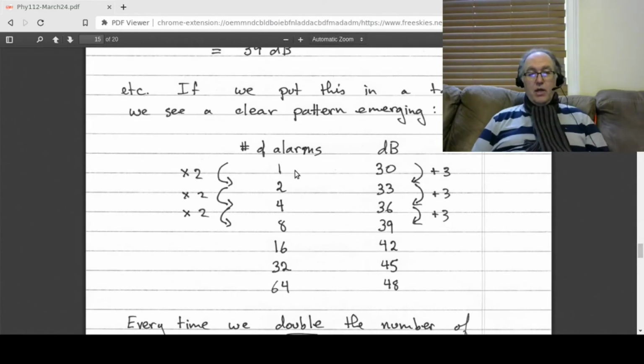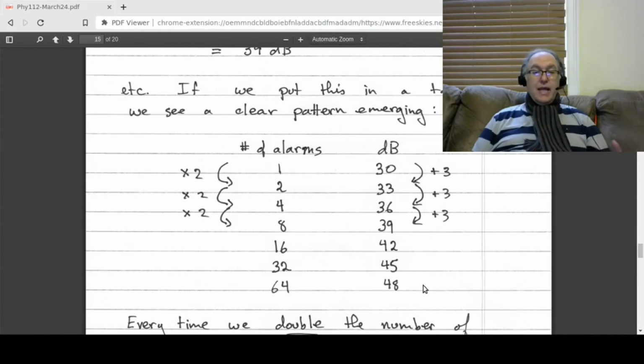And so here I have the number of alarms, and I have 1, then it goes to 2, 4, 8, 16, 32, 64, and so on. Notice that each time I go from one level to the next, I'm multiplying by 2. So I have twice as many as the previous level. But over on this side in the decibels, you're not multiplying by 2, you're adding 3 each time. So 1 alarm is 30, 2 alarms is 33, 4 alarms is 36, 8 alarms is 39, 16 is 42, 32 is 45, 64 is 48, and so on.